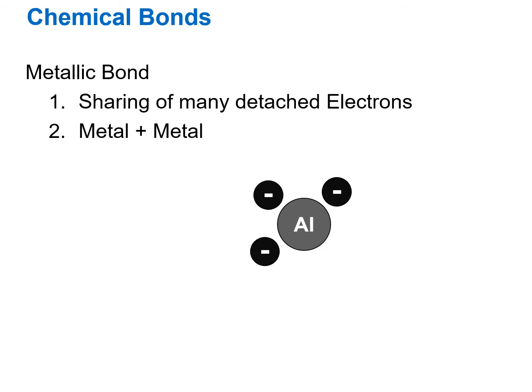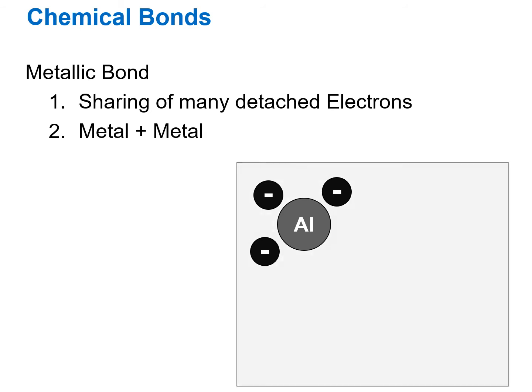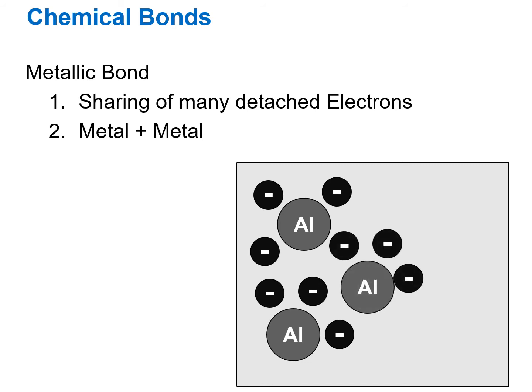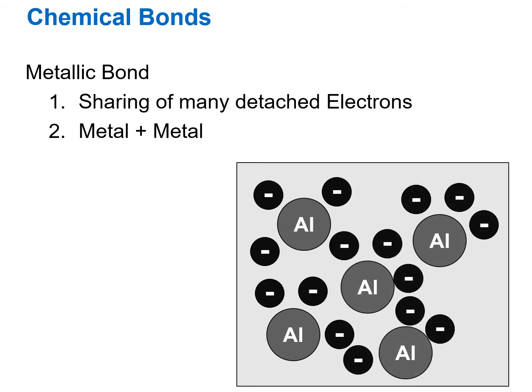Aluminum has three electrons in its valence shell. And if we were to drop aluminum into a sample of aluminum, keep in mind that there are other aluminums populating this sample. All of these electrons and all of these positively charged nuclei that are left behind are in essence going to be glued together by this sea of free-floating electrons that are inherently attracted to those positively charged nuclei, while at the same time being repulsed by all of the other negatively charged electrons.